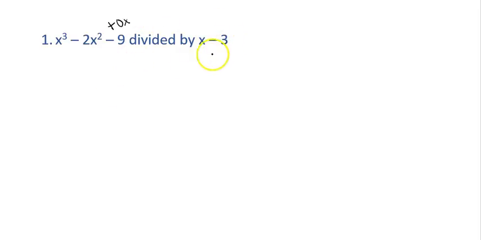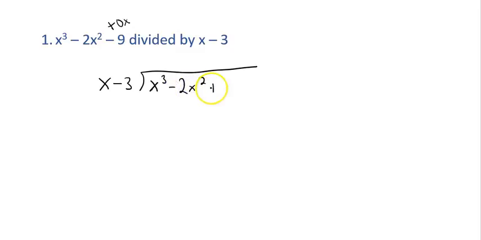Whatever you're dividing by, this nice x minus 3, is what goes in front. So x minus 3, then you do your division symbol and you put in the x cubed minus 2x squared plus 0x minus 9. And again, if you're doing these on your homework and you get stuck, it's probably because it jumped a power of x and you forgot to fill that in with 0. And you'll see why we need that 0 as we get into the problem.